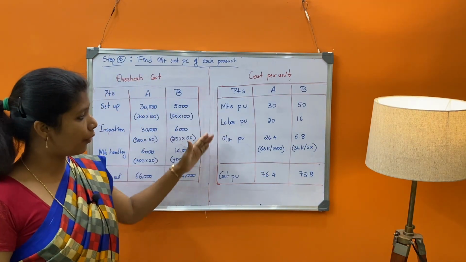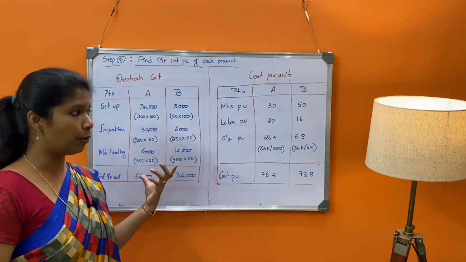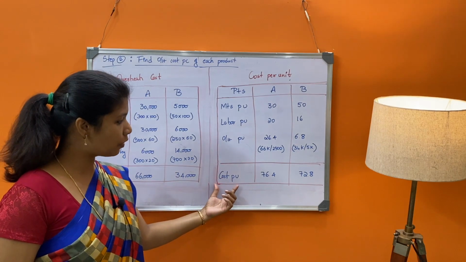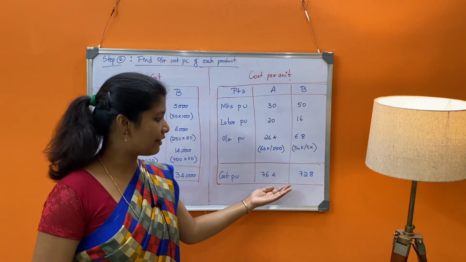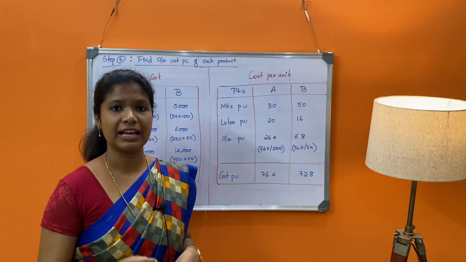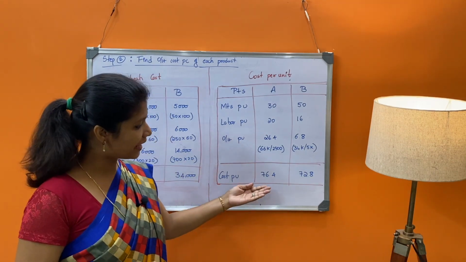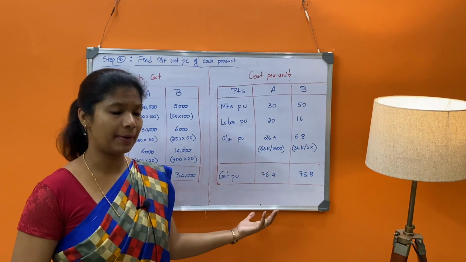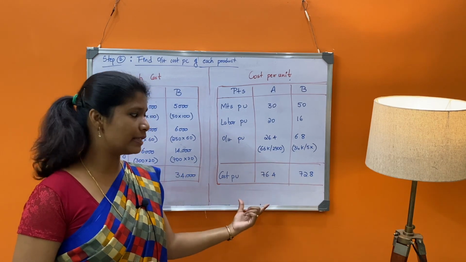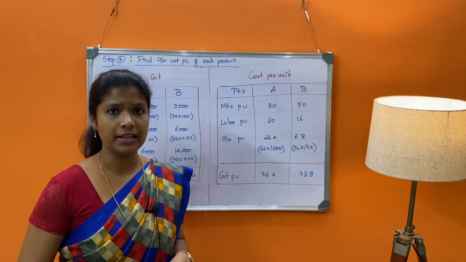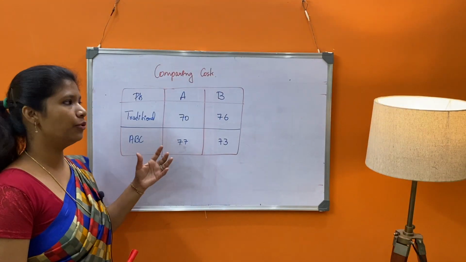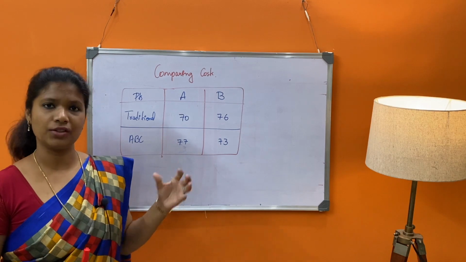So putting all the costs together, not just the overhead, all the costs: material, labor, overhead. My total cost per unit of A is 76.4 rupees and total cost for product B is 72.8. Either you can write it as it is with a decimal, or round it up and write 77 rupees here and 73 rupees here. Either decimal or rounded figures, and show it in the table. So this is the final step. You don't have to write this. This is just for your explanation. This is not a part of the solution.